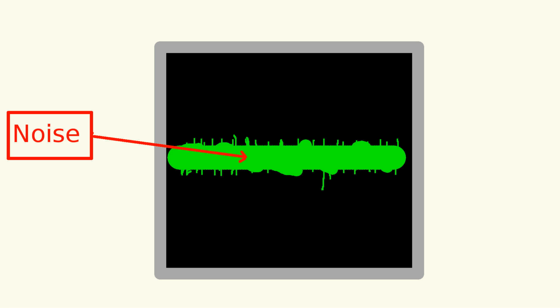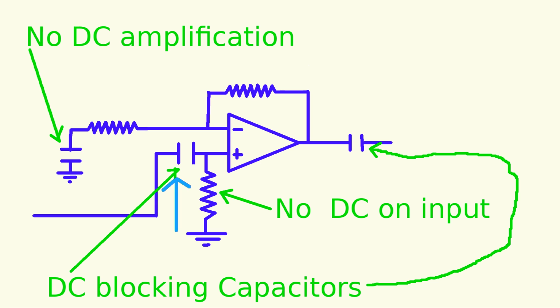Here are the steps taken to make the circuit better. Input and output capacitors block DC. A resistor to ground on the positive input keeps it referenced to ground. A low-pass filter in the feedback circuit gives unity gain for DC.